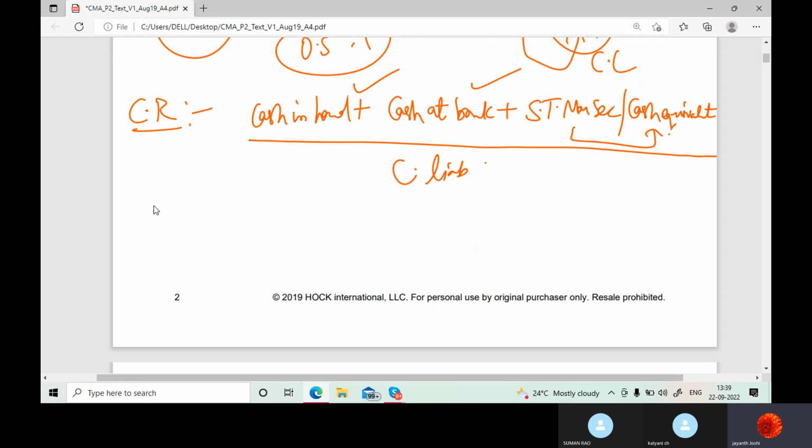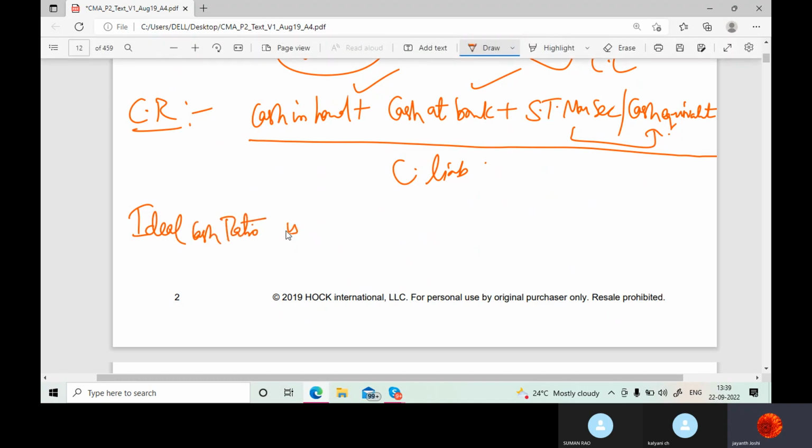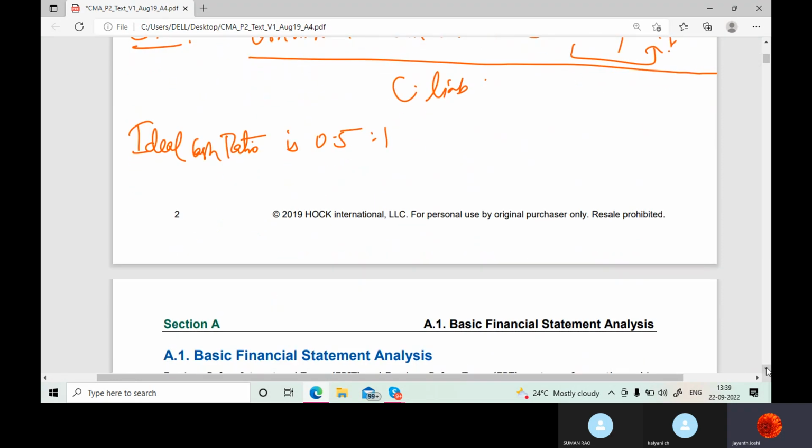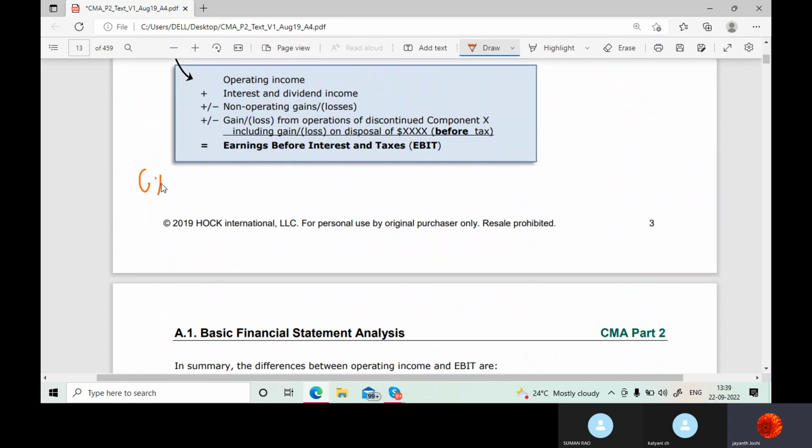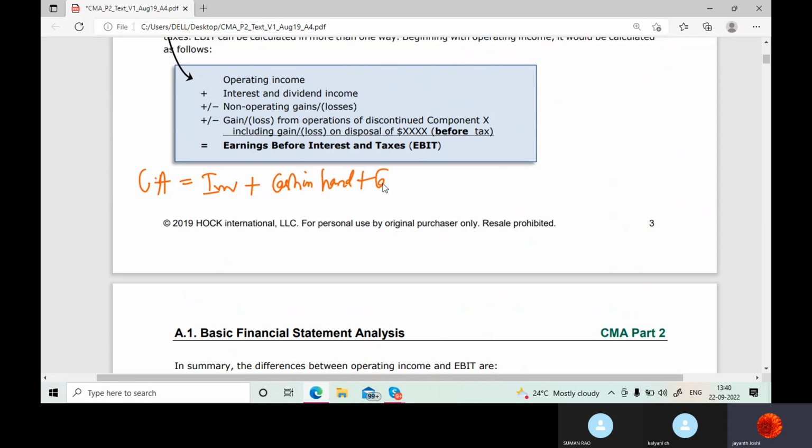Now, what is the ideal cash ratio? The ideal cash ratio is 0.5:1. But why? I'll just give a small explanation. What has happened? Current ratio, current assets: inventory plus cash in hand plus cash at bank, short-term investments, prepaid expenses, outstanding income, account receivable. These are all your current assets.